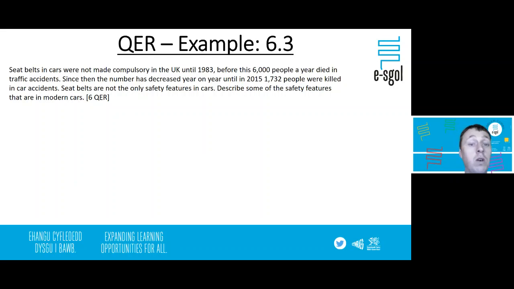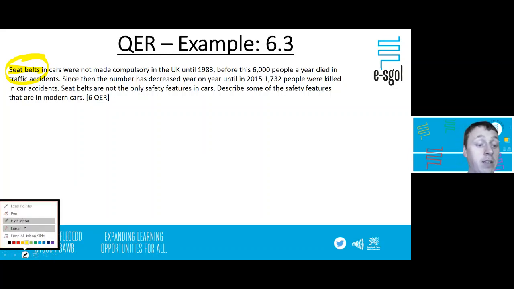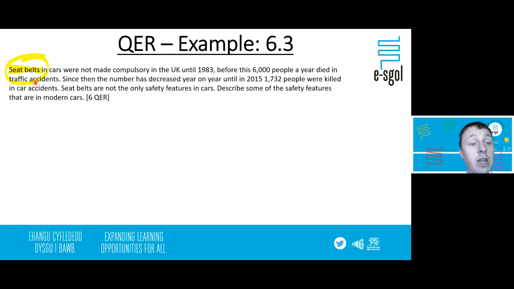So seatbelts are not the only safety feature in cars. Describe some of the safety features that are in modern cars. A question like this is quite useful, but also one you might need to take care in approaching, because can you see how if you try to identify the command words, you might navigate quite quickly to the keyword of seatbelts. So obviously it starts with seatbelts right here, and you might be thinking, great, I understand seatbelts, I can explain seatbelts quite quickly and quite easily.